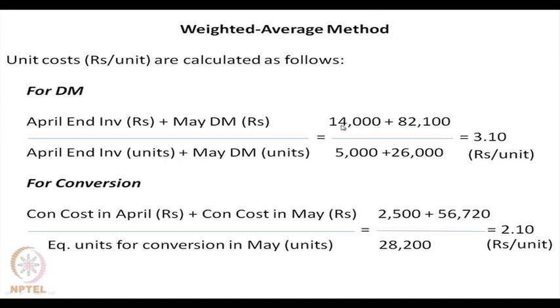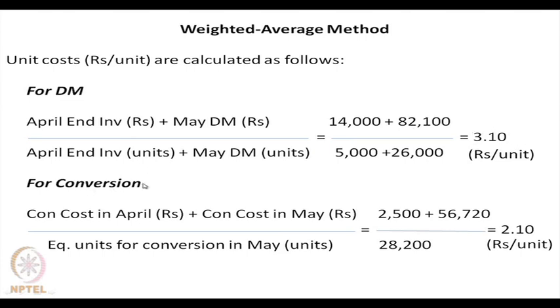April end inventory plus May direct material cost. These two added will be in the numerator, and the actual amount in units will be in the denominator. So, the unit of measure here becomes rupees per unit, and that comes to 3 rupees 10 paise.